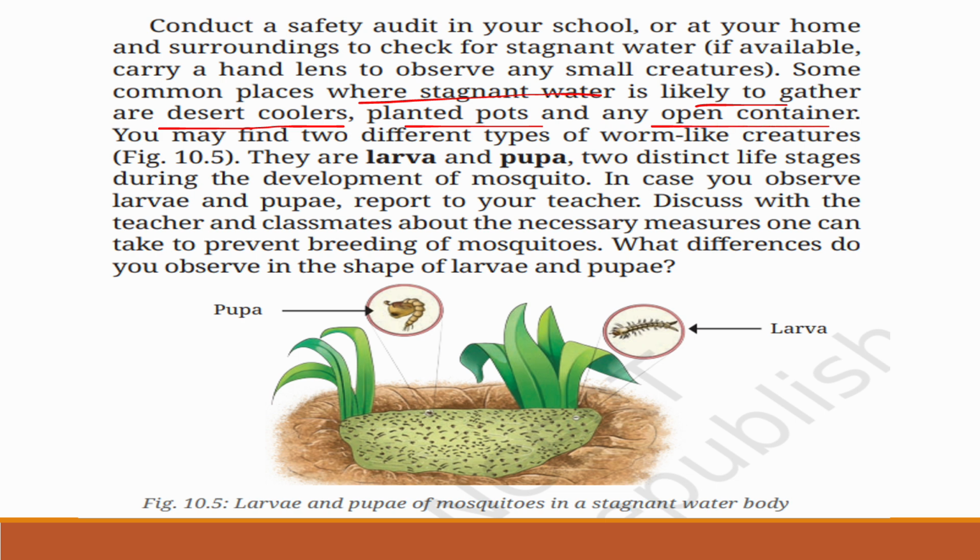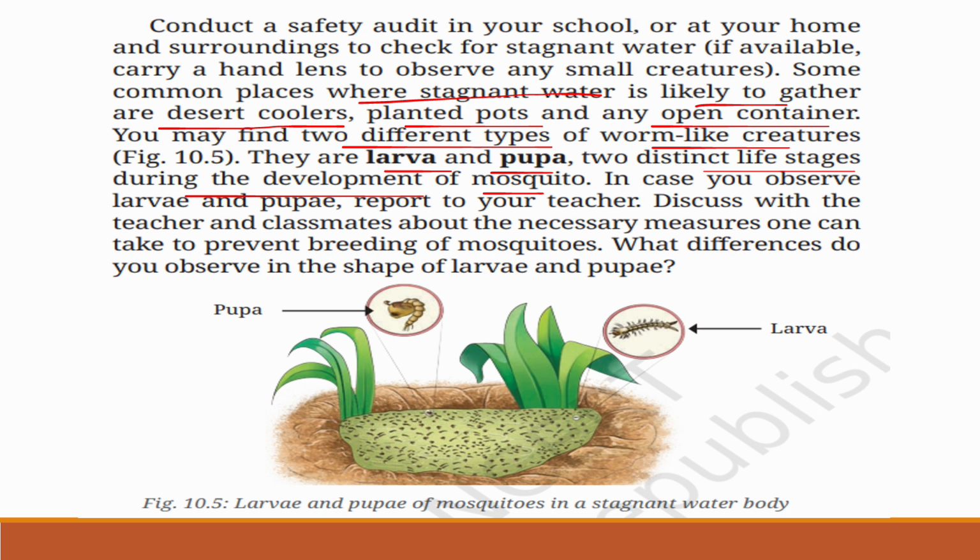You may find two different types of worm-like creatures. They are larva and pupa, two distinct life stages during the development of mosquito. In the stagnant water, you can find two different types of worm-like creatures. They are larva and pupa. Larva and pupa are two distinct life stages during the development of mosquito.